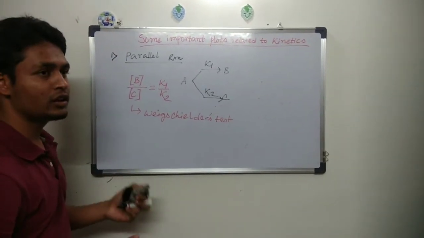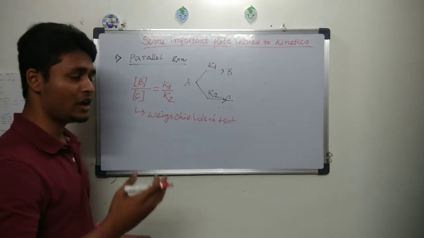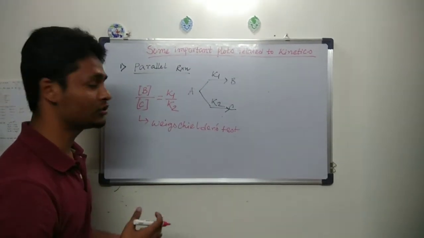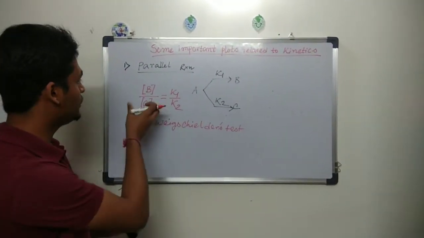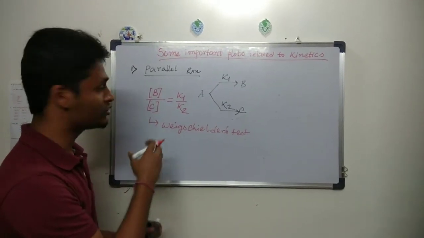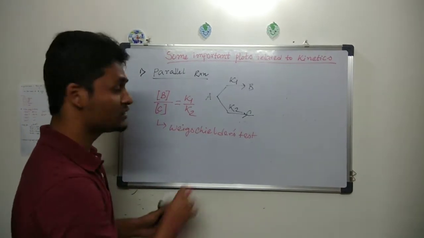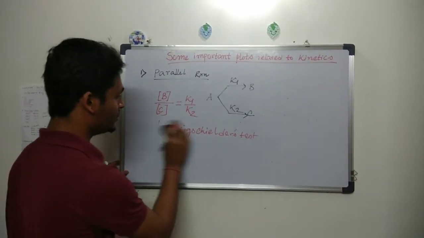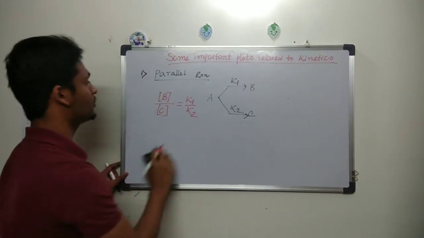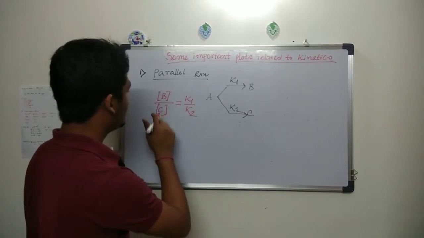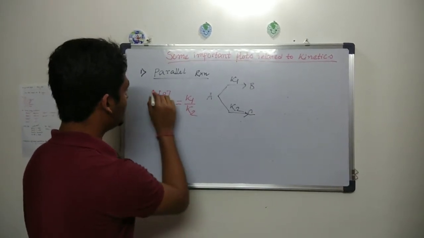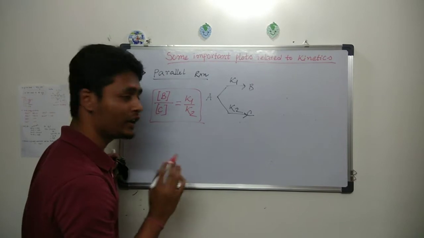Like this is a monitoring system. The scientists who are predicting whether this is a parallel reaction, at that time they take the concentration of B and C at any instant and measure it, and it comes out as K1 by K2. So this test is called the Weeks-Childress test. You don't need to remember the name, it is unnecessary. The thing is B by C will be a constant, equal to K1 by K2.